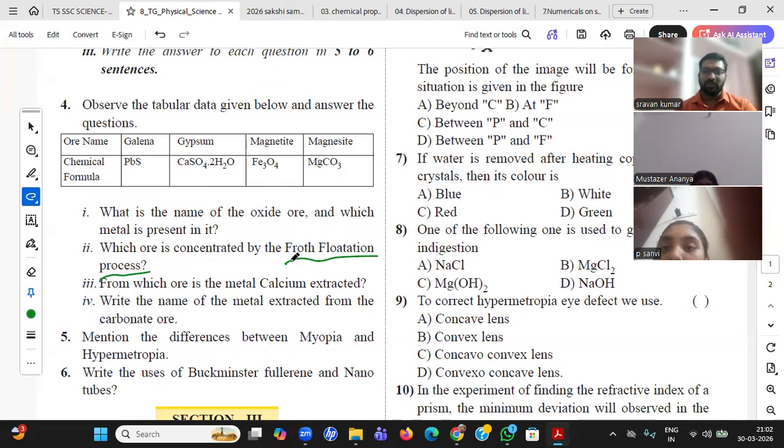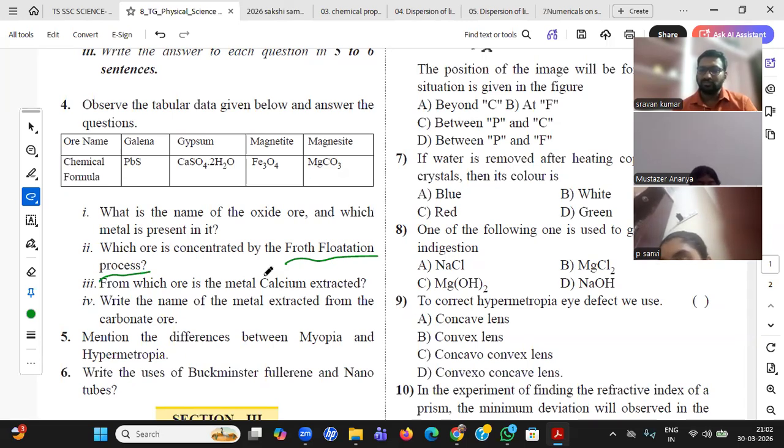What is Froth flotation process, Ananya? Give me in one line. What is Froth flotation process? What we do generally here? Yes, Ananya. What we do generally over there? Do you know or no? Don't know, Ananya. Sir, can you hear? Yeah, I can hear you. What is Froth flotation process?